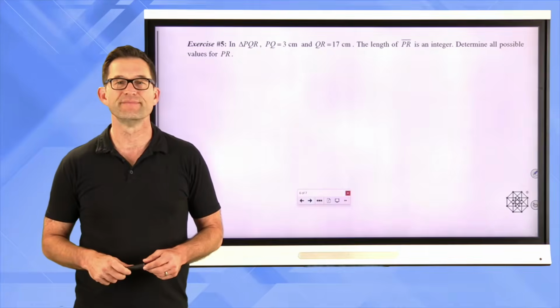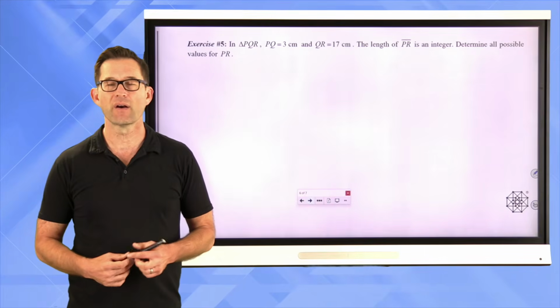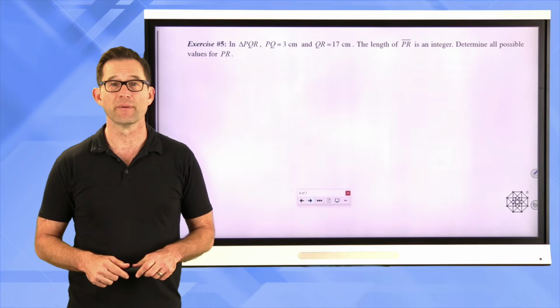All right, let's look at one last problem. Exercise number 5. In triangle PQR, PQ is equal to 3 centimeters. QR is equal to 17 centimeters. The length of PR is an integer. Determine all possible values for PR. Why don't you play around with this a little bit?